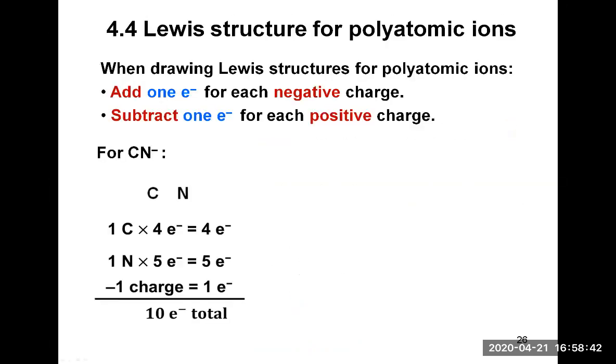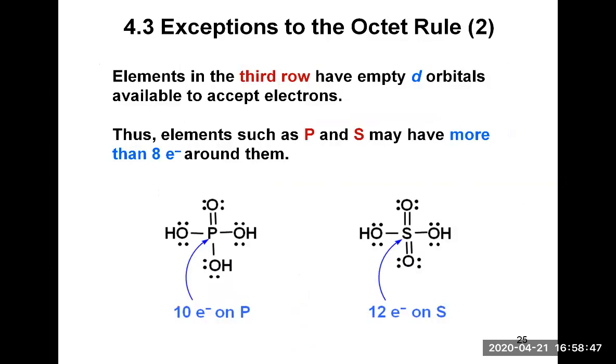Other exceptions happen for the elements in the third row because they have empty d orbitals available to accept electrons. Elements in the third period have their third shell being filled. Because we are talking about nonmetals here, their 3s orbitals are full, and then the 3p orbitals are being filled. And the 3d orbitals, which are higher in energy, stay available in the third shell. That's why these elements have d orbitals available to accept electrons, and often they actually collect electrons there. Elements like phosphorus and sulfur may have more than 8 electrons around them.